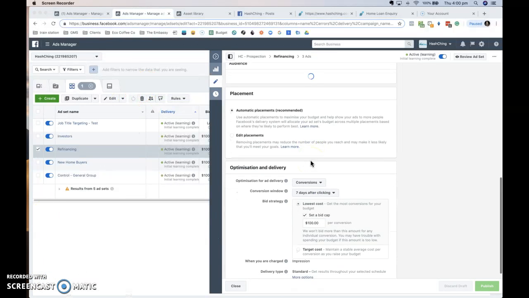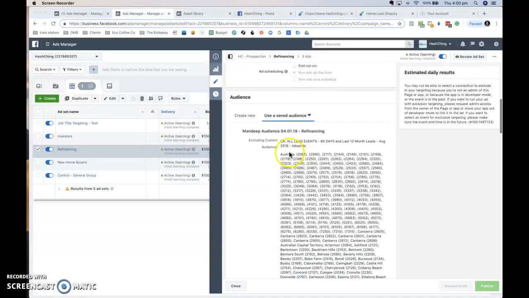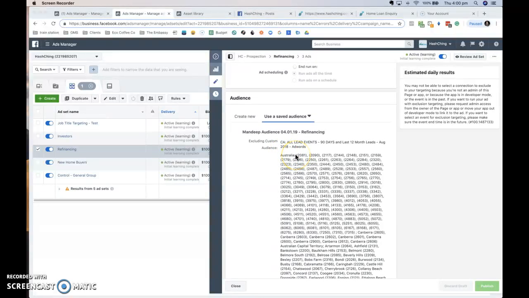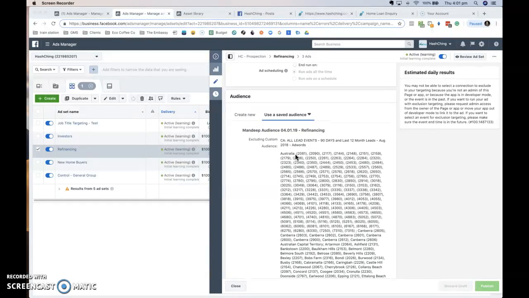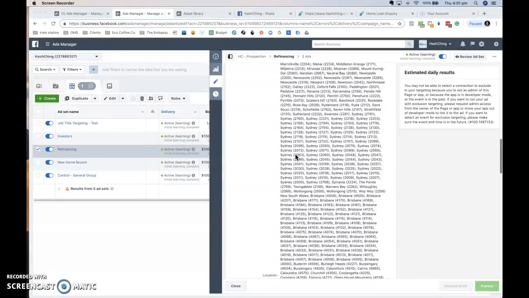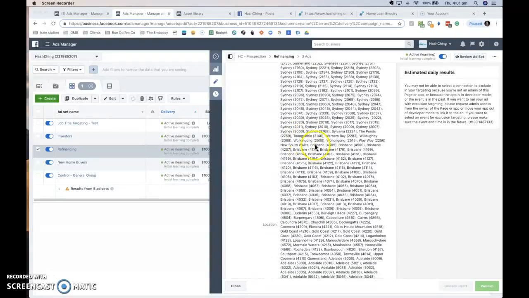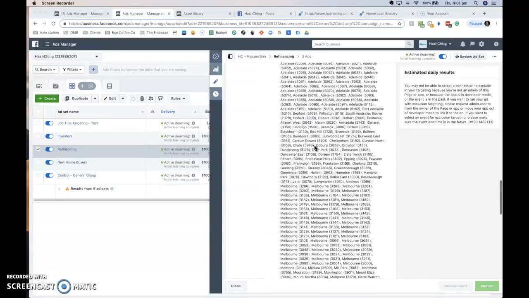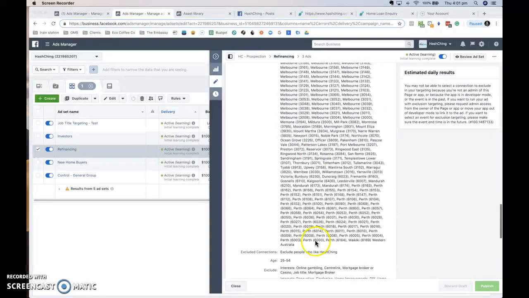Next thing I've noticed is probably with your audiences. It looks like you are targeting individual suburbs here, which I wouldn't even bother doing. That's very, very granular. If you're looking at cities, I would even just choose the cities and let Facebook do the heavy lifting for us. Facebook is smart enough.